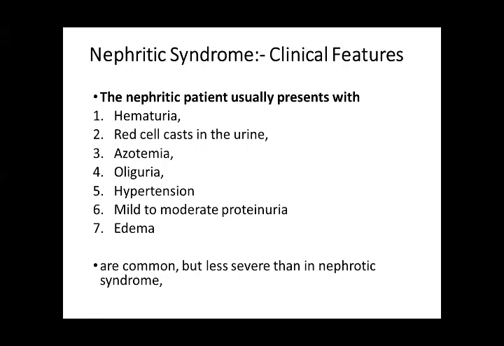And then we talk of azotemia. They are common but less severe in nephrotic syndrome. Nephrotic syndrome does not have hematuria. Even if it has, it is microscopic, and a few red cells may be present there. But actually, there is no marked hematuria. Red cell casts are absent in nephrotic. Azotemia is absent in nephrotic. Oliguria is absent, and hypertension may be there, but not as marked. Proteinuria is well defined. Edema is there, but is marked.